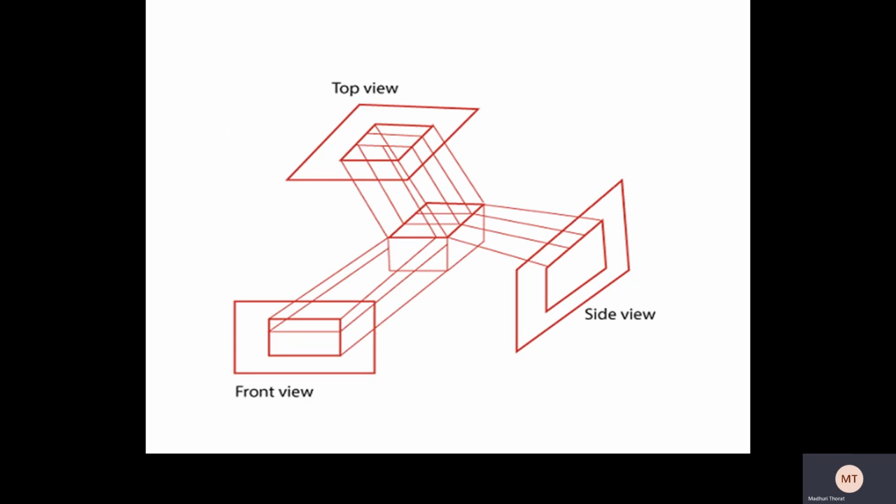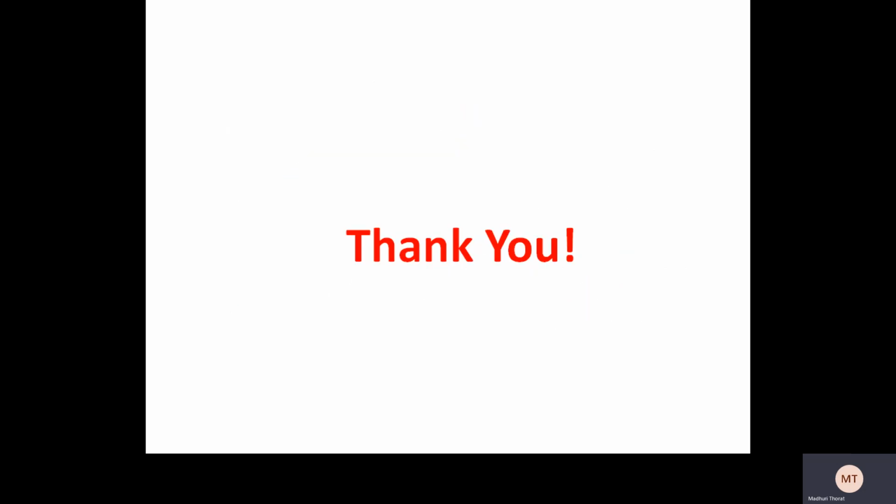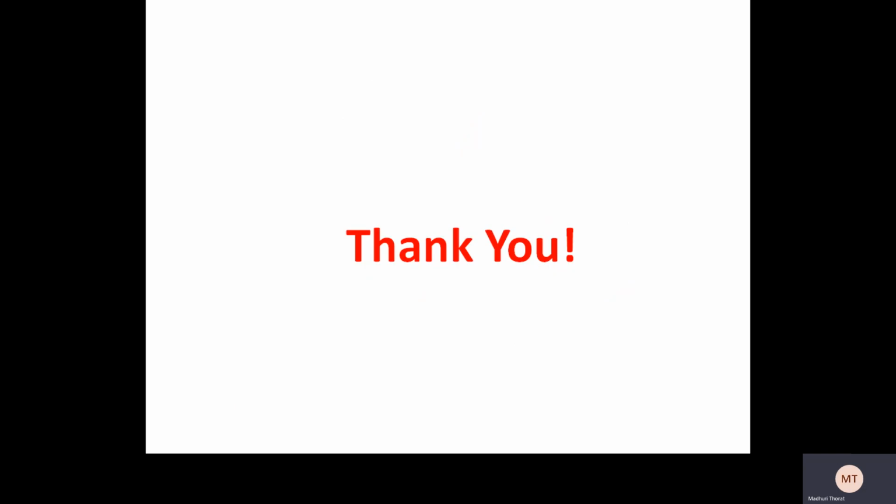See in this figure, the image is located at the center, and one view is the top view, the next view is the side view, and the next one is the front view. So in the parallel projection, the multi-view orthographic projection consists of three views, that is the front, top, and side view. Okay, so we discussed all the types of projection here. Okay, thank you.